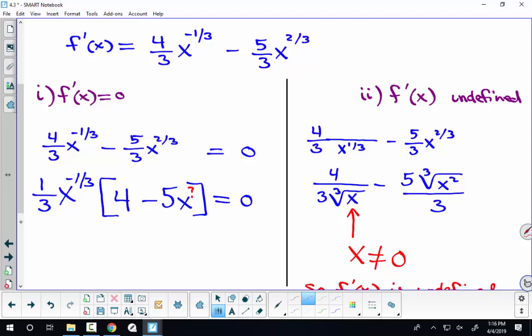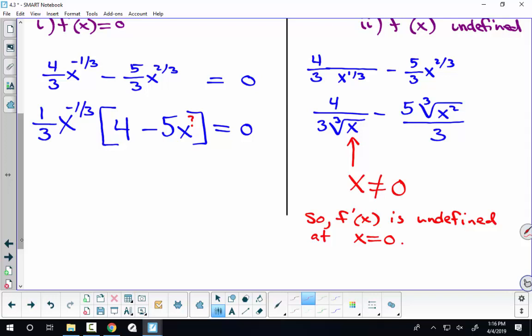So maybe if you think about it, reversing the process, if I distribute the 1/3 x to the negative 1/3 back to the 4, I'm back up to this term. If I distribute it to the 5, or negative 5x to some power, I should get 5/3 x to the 2/3.